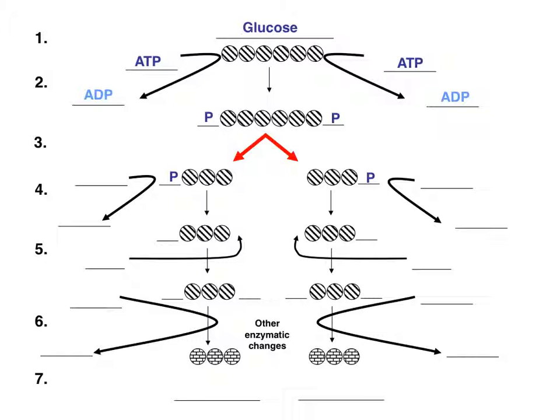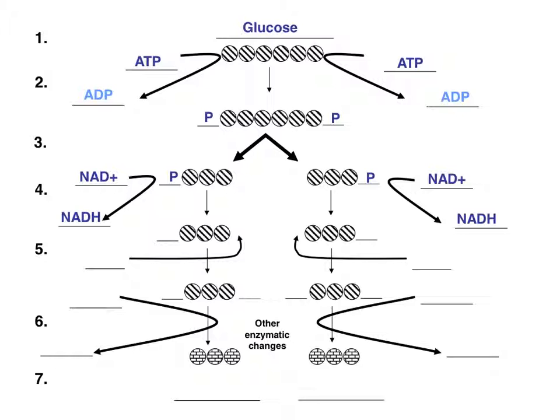On step 4, we're going to steal 1 hydrogen and 2 electrons using the electron carrier NAD positive. Each NAD positive will grab 1 hydrogen and 2 electrons off of these smaller stable molecules, and they'll leave as NADH. So we're producing 2 NADHs in this step.